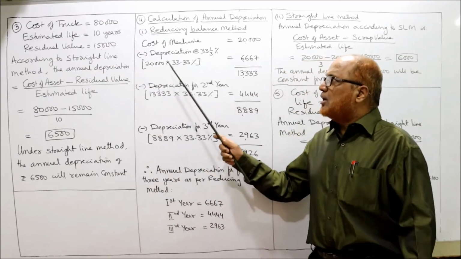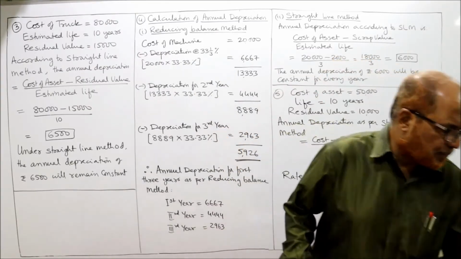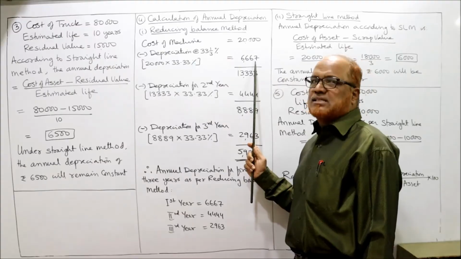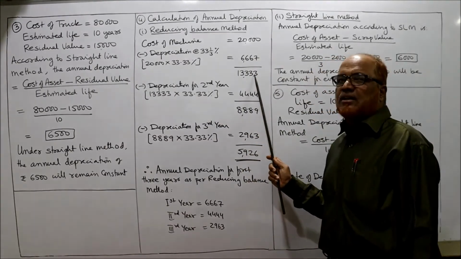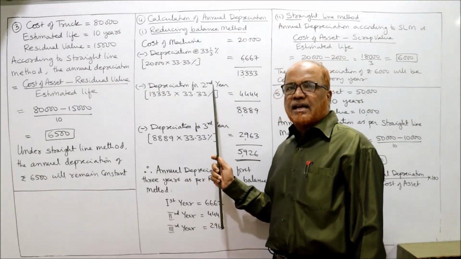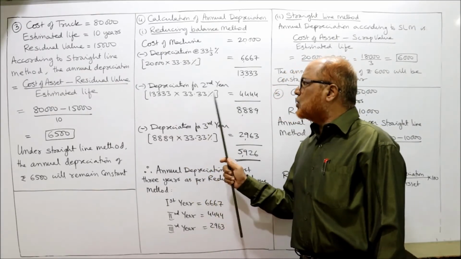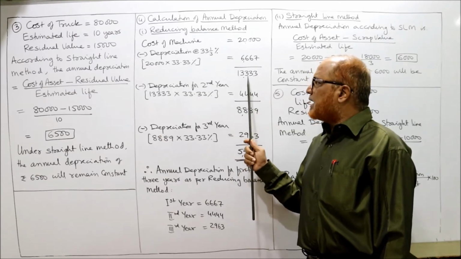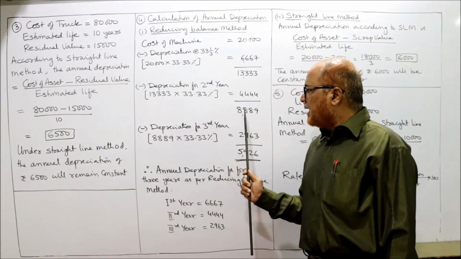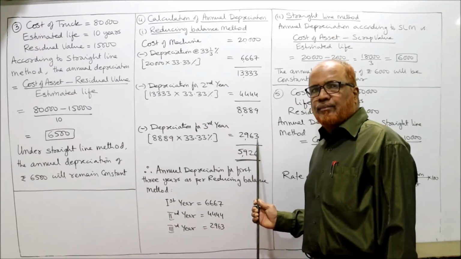The first year depreciation at the rate of 33 1/3%. What is the cost of the machine? 20,000. So 20,000 into 33 1/3%, 6,667. Subtract it, 13,333 is the written down value. Now next year, depreciation for second year. So 13,333 into 33.33%, you'll get 4,444. Subtract second year depreciation, 8,889 is the WDV. Now depreciation for third year, 8,889 into 33.33%. You get 2,963. This is the WDV.